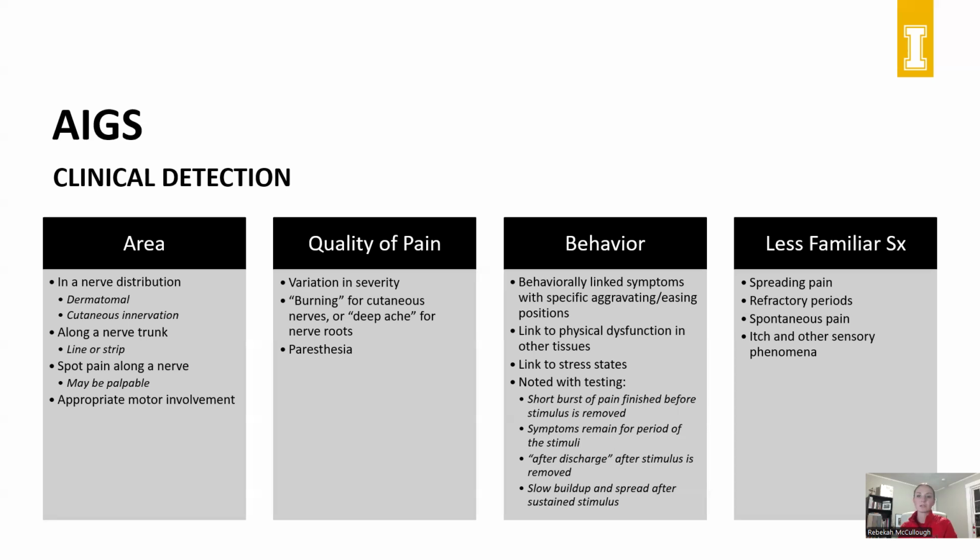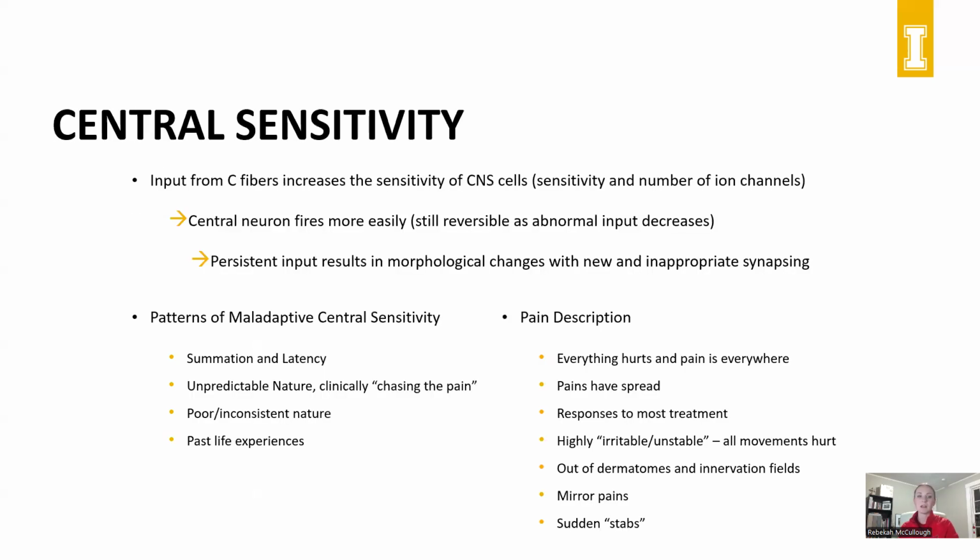It's also important to note when it becomes more central sensitivity rather than just a peripheral sensitivity. So this is when input from those C fibers will increase the sensitivity of the whole central nervous system. So in that instance, the central neuron fires more easily. At that point, it's still reversible. However, if it is sustained or persistent, then there are morphological changes with new and inappropriate synapsing.